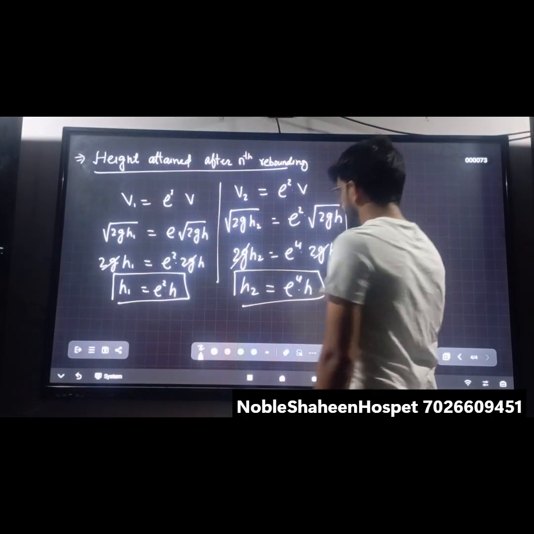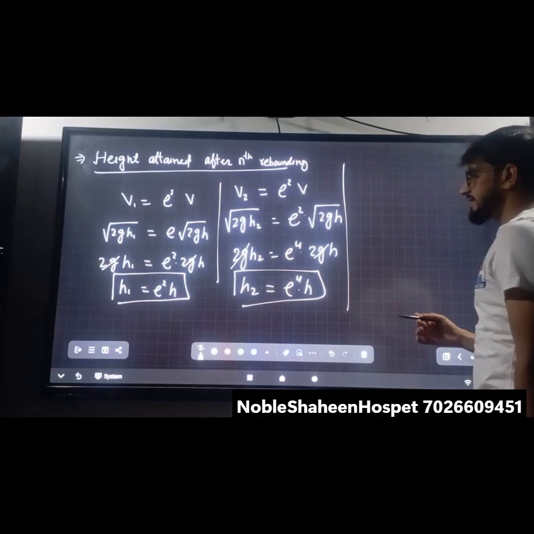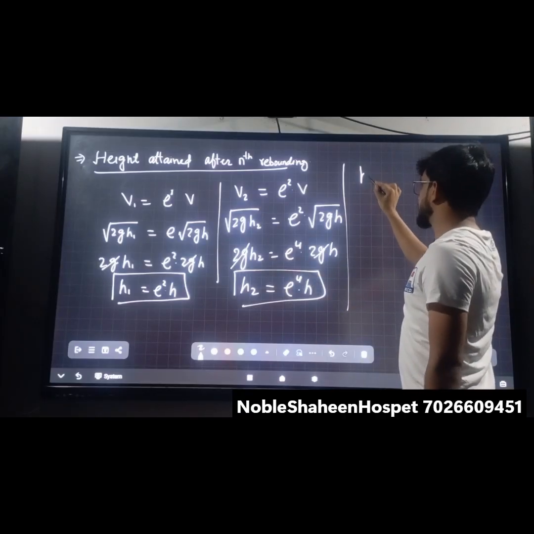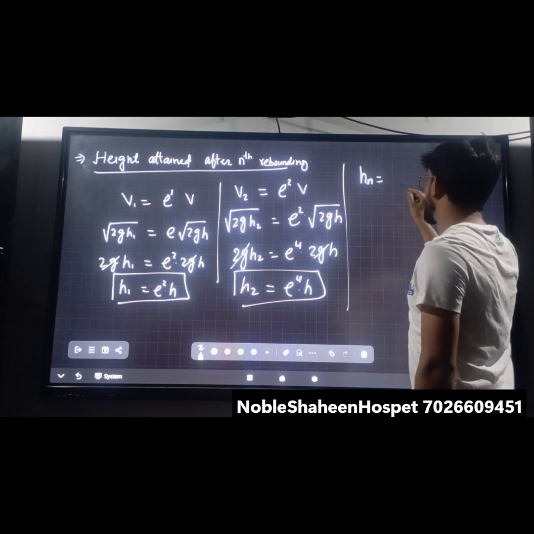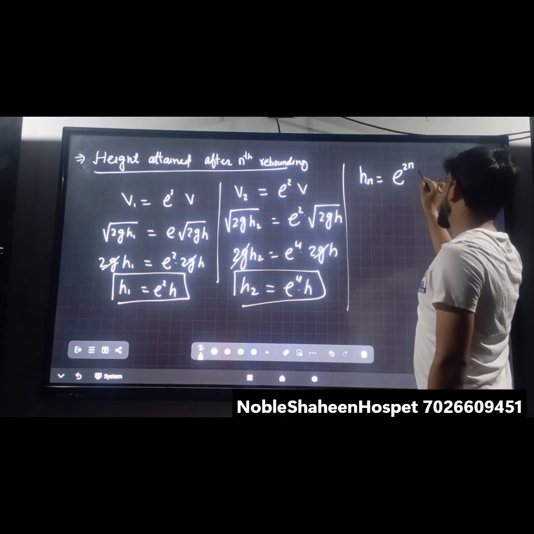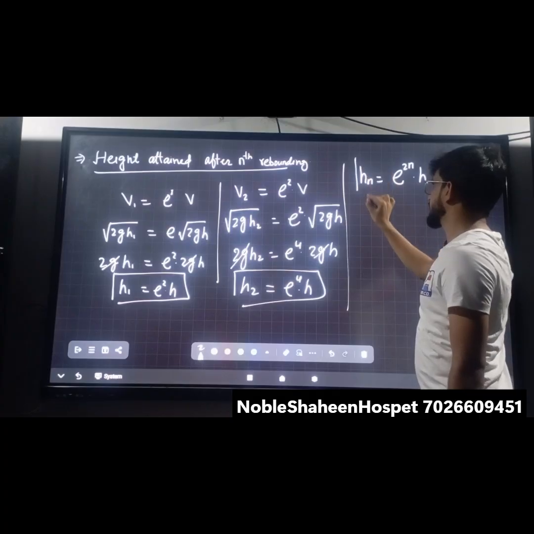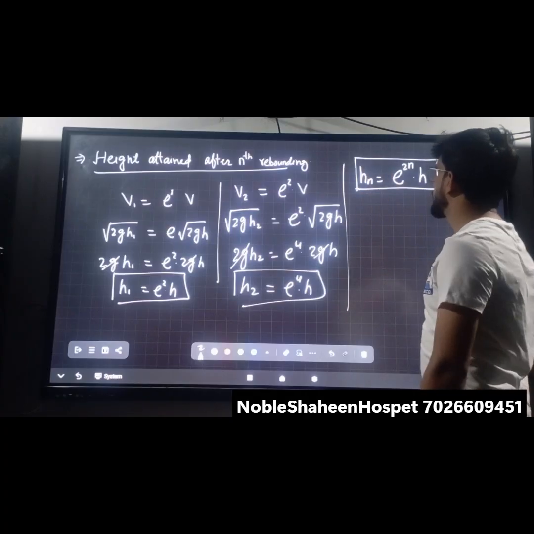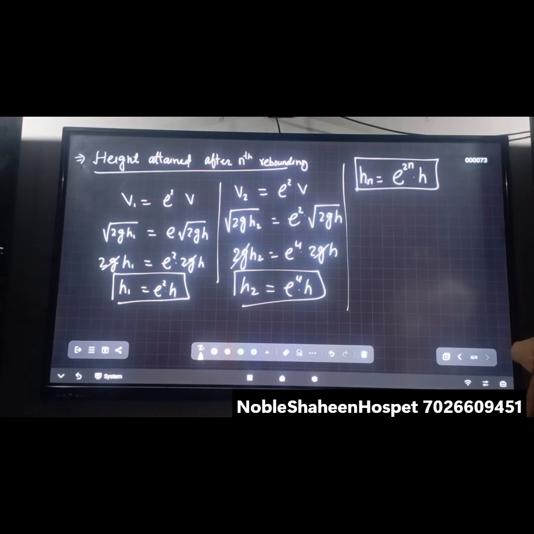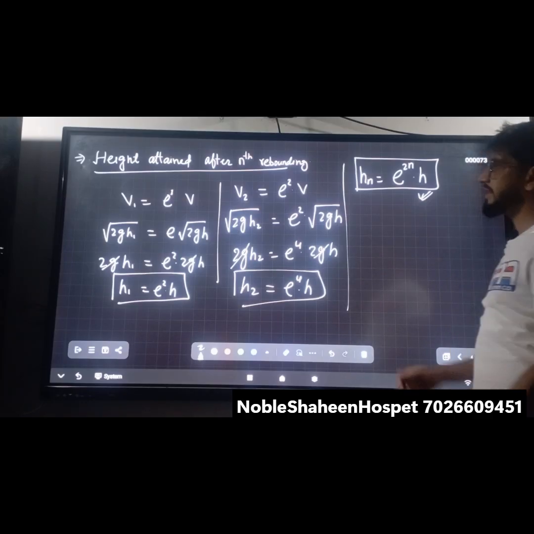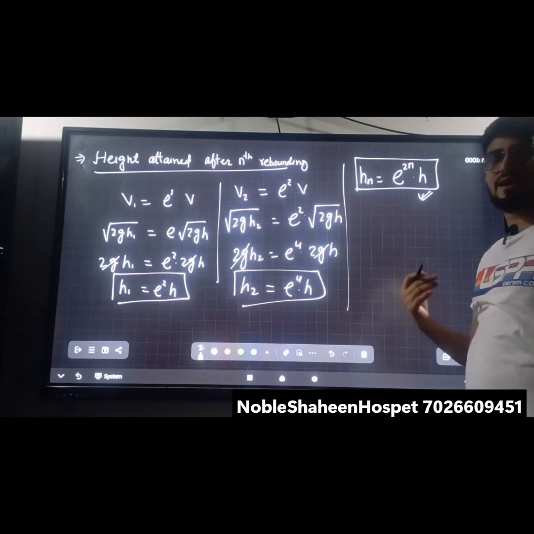Now, by seeing these two expressions, we can easily say that after the nth collision, the height hn will be equal to e to the power 2n into h. This will be the general expression for the height attained by the particle after the nth rebounding. Now we will use this formula to calculate the height attained by the particle after the nth collision in our next question, and then we will move on to the time taken in the nth rebounding.